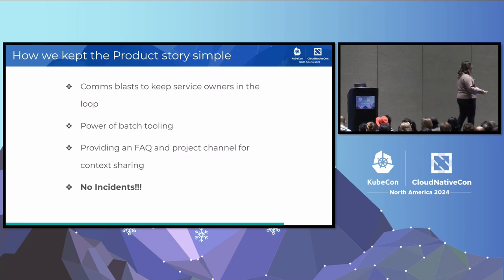And so this is how we sort of kept that product story simple. It really just comes down to communication. One time at the beginning, set up a Slack channel, set up an FAQ doc, give service owners the space to ask their questions and get their confusion out of the way to make the rest of the process really simple. Don't keep them in the dark, because if an alert goes off and an incident goes off and it was because you were moving something, you didn't tell them, they will not be happy about that.